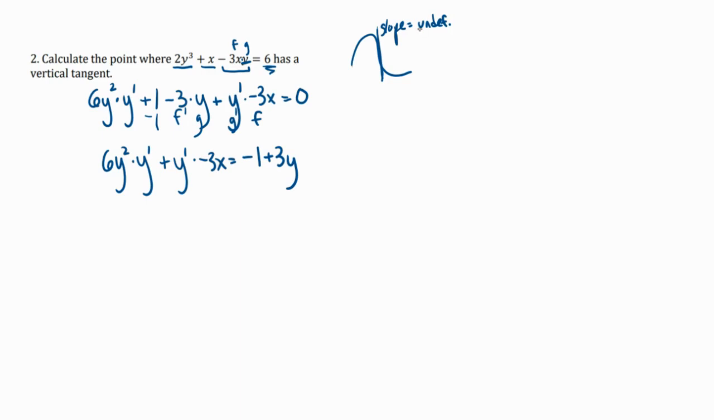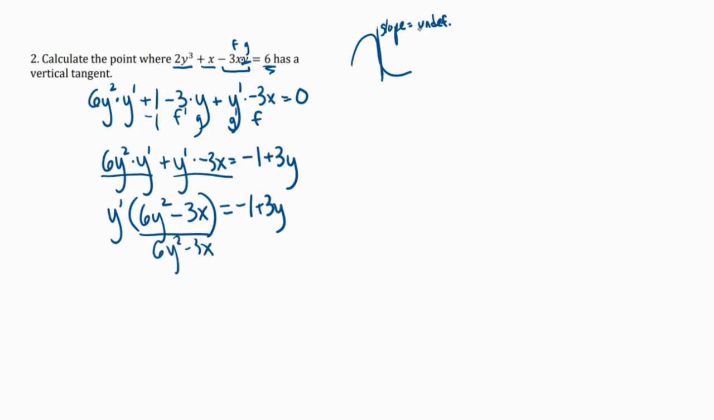Okay, so I have y prime in 2 terms. So what if we factored out a y prime? That would get the y prime by itself. So then I'm left with 6y squared and then a negative 3x. And then my last step for solving for the slope function is divide by 6y squared minus 3x. Y prime is equal to negative 1 plus 3y over 6y squared minus 3x.